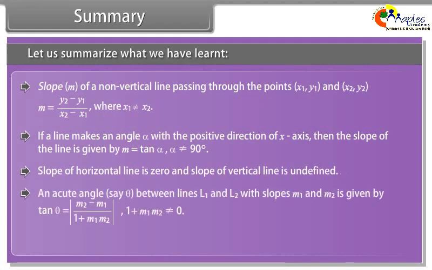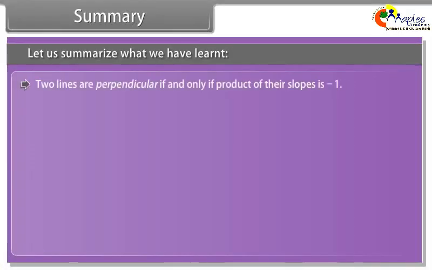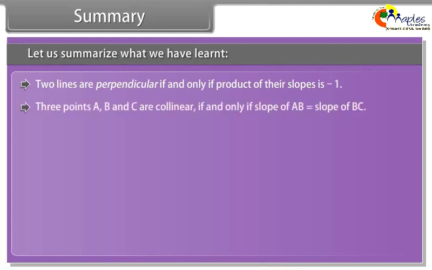An acute angle between lines L1 and L2 with slopes m1 and m2 is given by the formula, provided 1 plus m1 m2 is not equal to 0. Two lines are parallel if and only if their slopes are equal. Two lines are perpendicular if and only if the product of their slopes is minus 1. Three points A, B and C are collinear if and only if the slope of AB is equal to the slope of BC.